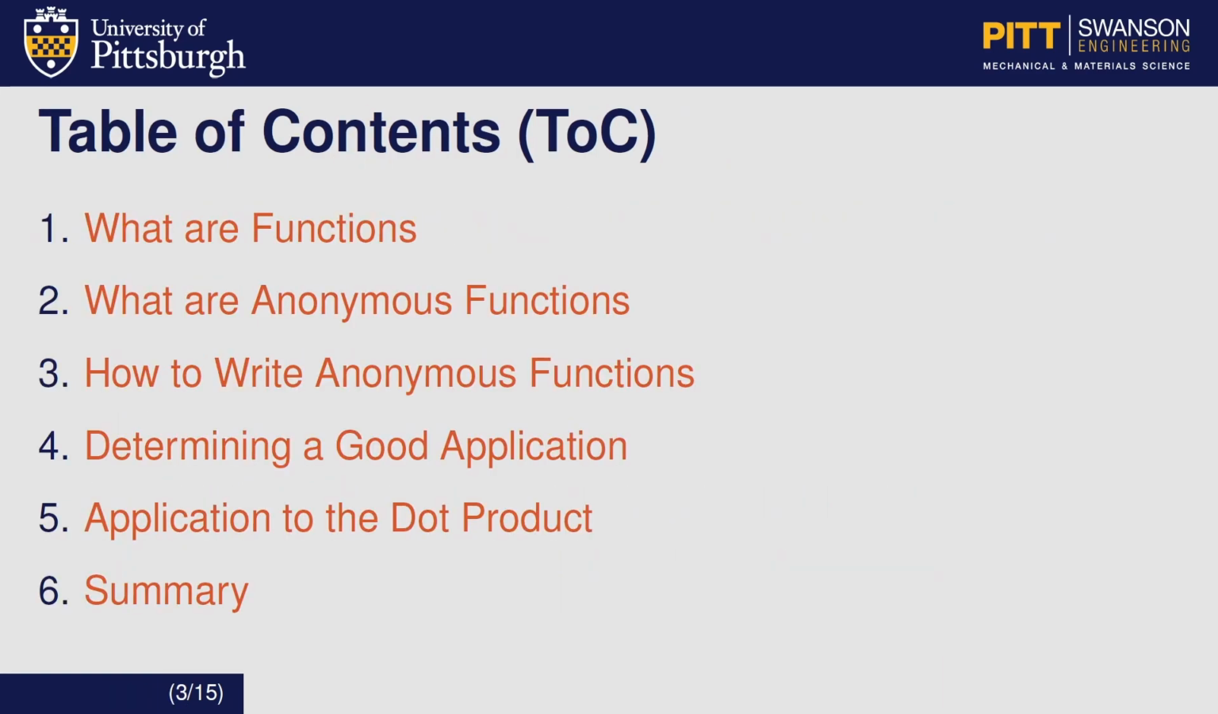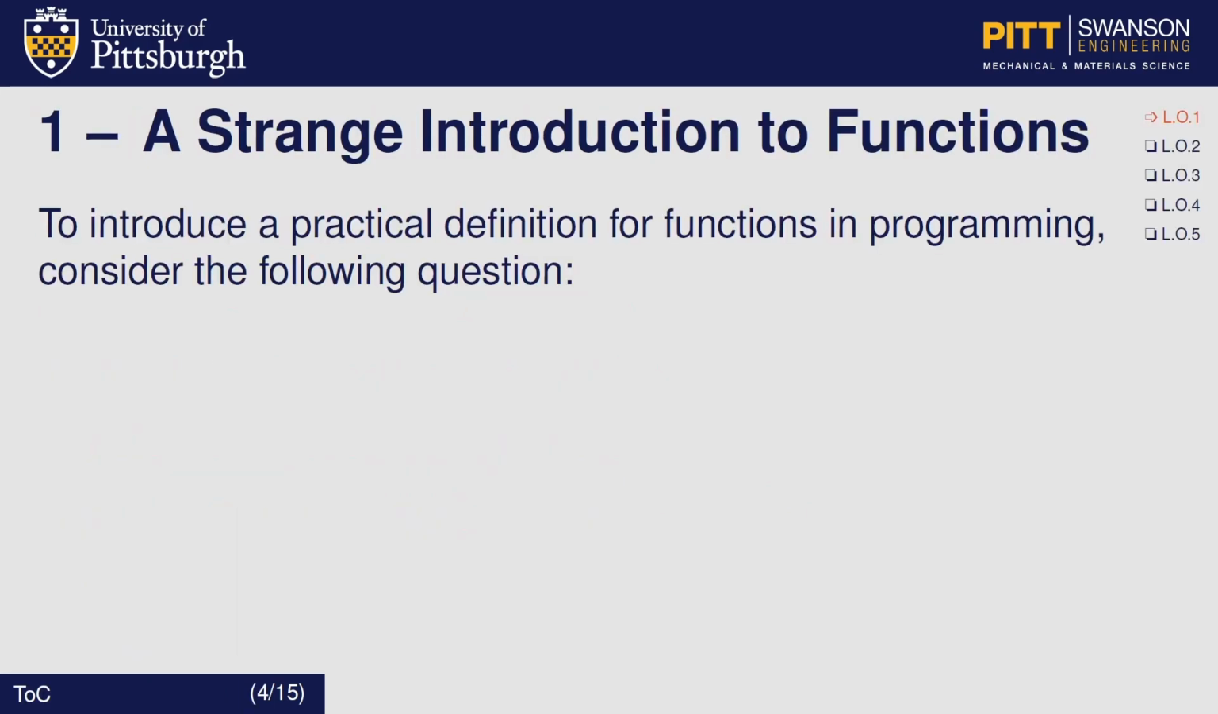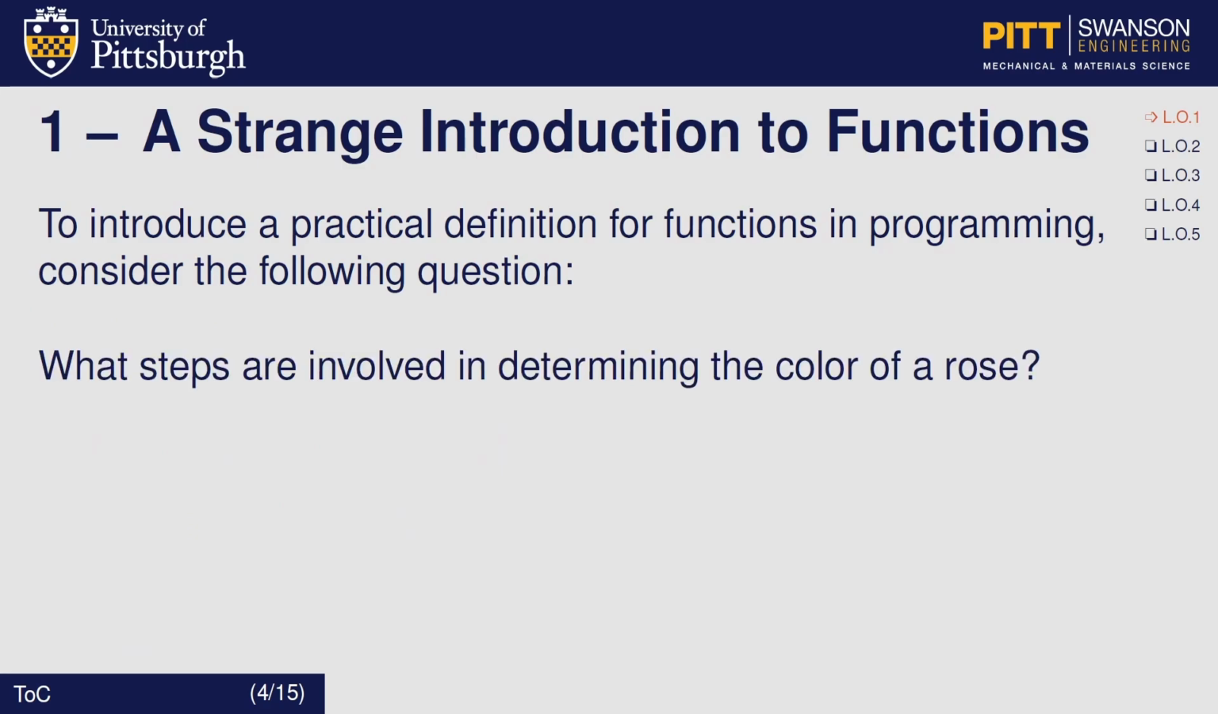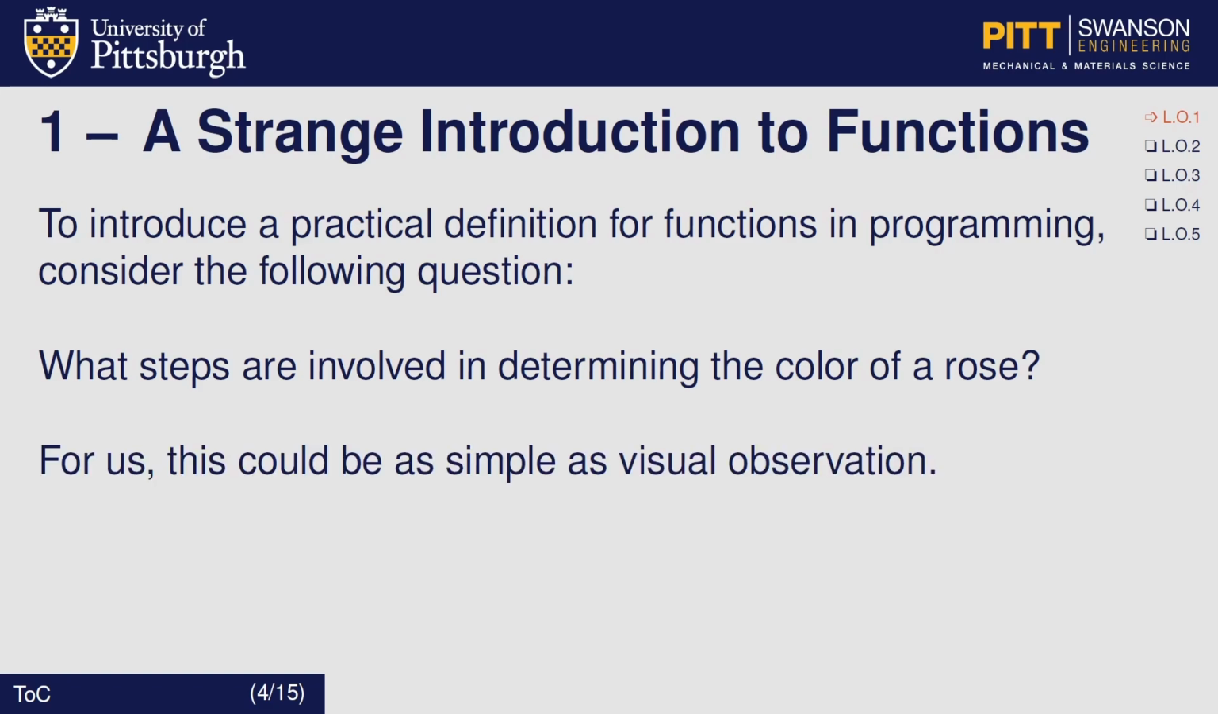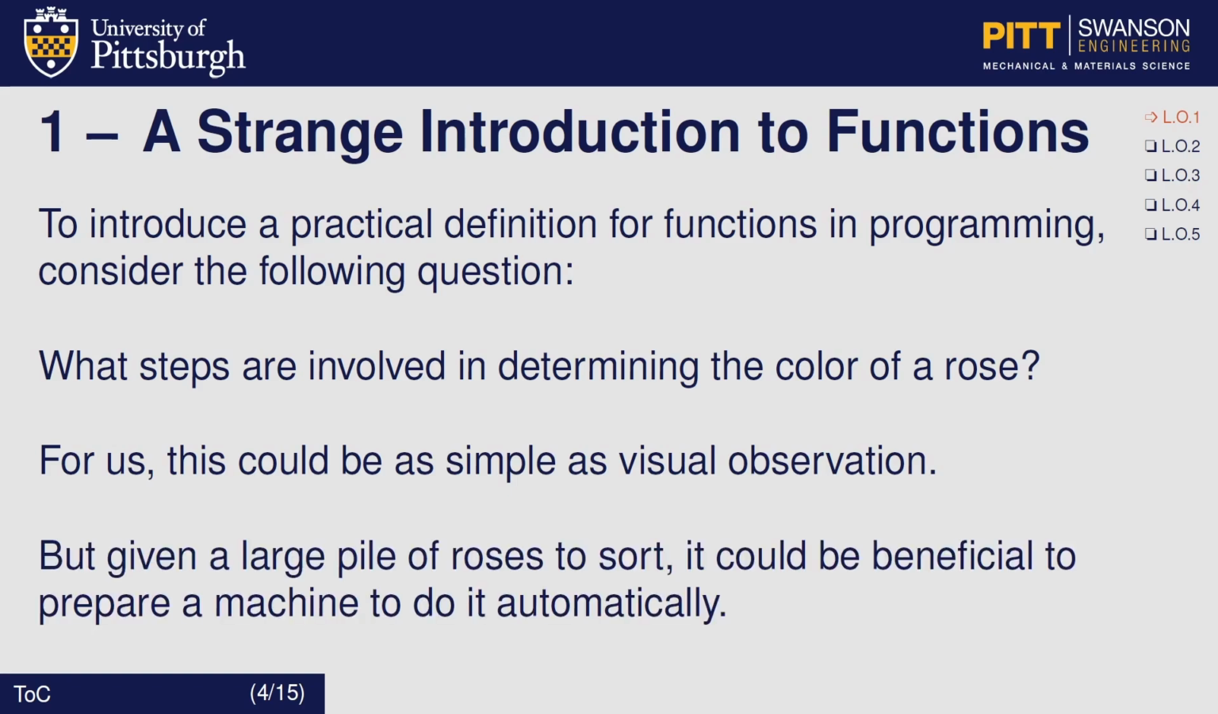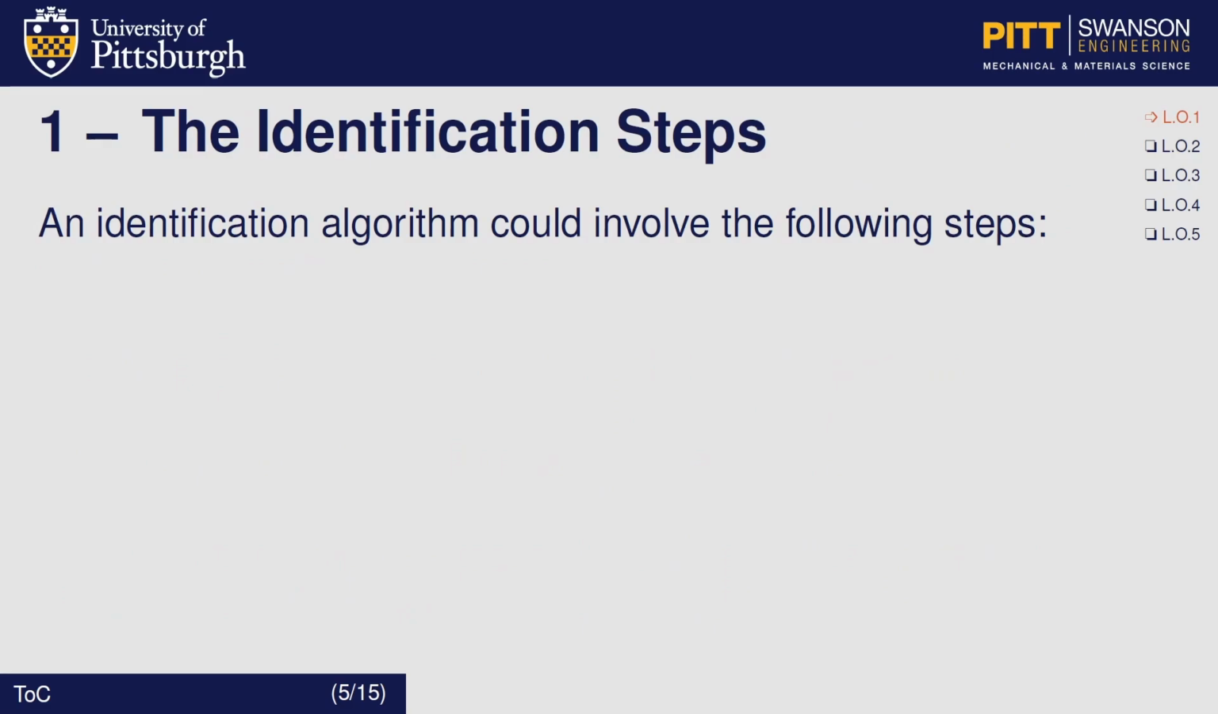This slide, the table of contents, contains hyperlinks to each of the sections to make the downloaded PDF easy to navigate. To introduce a practical definition for functions, consider this question. What are the steps involved in determining the color of a rose? For us, as humans, this is likely as simple as visual observation of the color. But consider how a machine might identify a rose's color in the case that there is an unreasonably large pile of roses to sort. It might include the following steps.